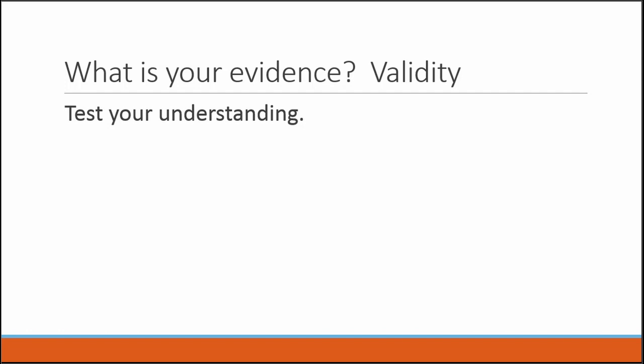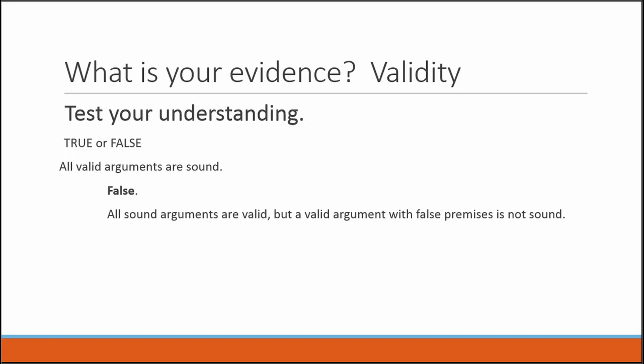Keep testing our understanding. We're going to switch it up now to true and false. True or false? All valid arguments are sound. This is false. All sound arguments are valid, but a valid argument with false premises is not sound. So that was like the previous argument about the Pope. It was valid, but since it had false premises, it was not sound.